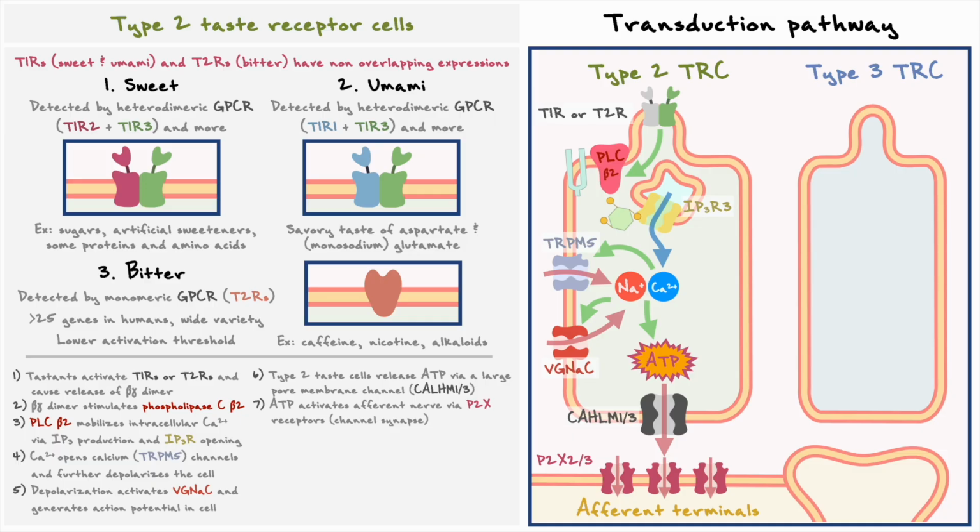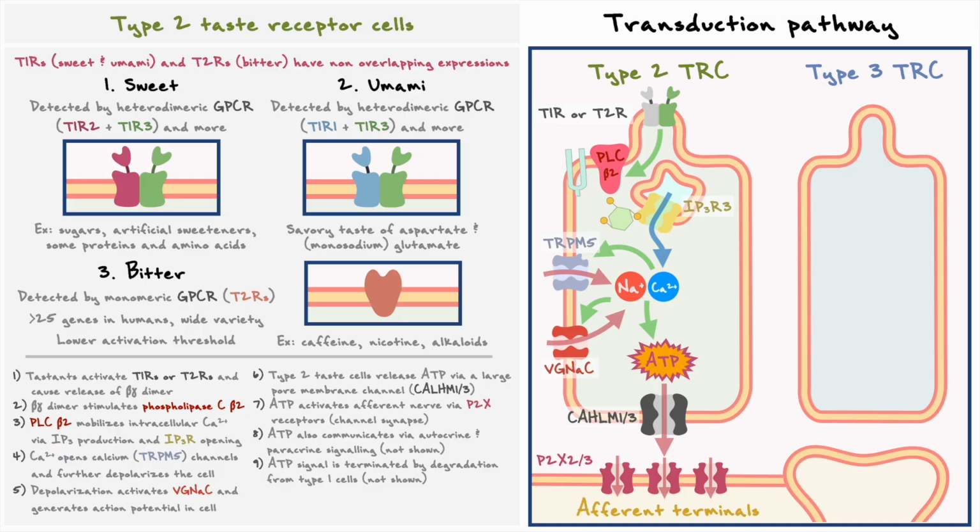Additionally, and we'll have a word on this later, ATP is important for some autocrine and paracrine communication pathways between type 2 and type 3 taste cells. Finally, the ATP signal is terminated by degradation from type 1 cells by mechanisms that are not shown here.